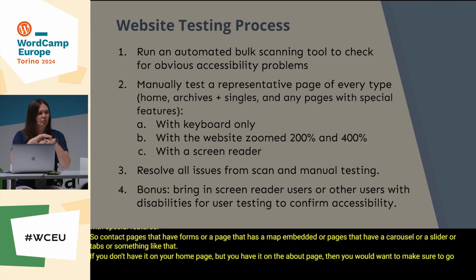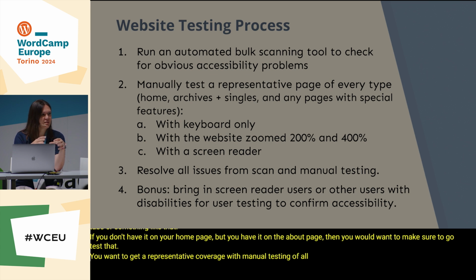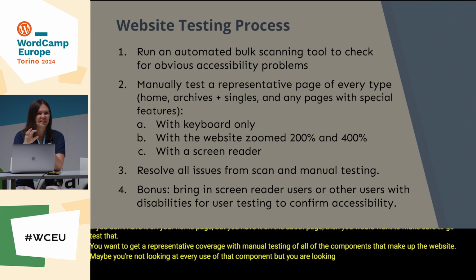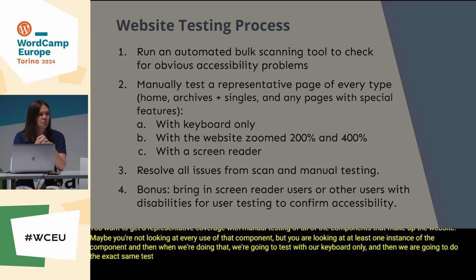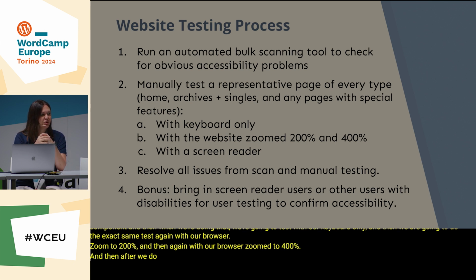So you want to get a representative coverage with manual testing of all of the components that make up the website. Maybe you're not looking at every use of that component, but you are looking at least one instance of the component. And then when we're doing that, we're going to test with our keyboard only. And then we are going to do the exact same test again with our browser zoomed to 200%, and then again with our browser zoomed to 400%. And then, after we do all of our keyboard testing, we do screen reader testing.